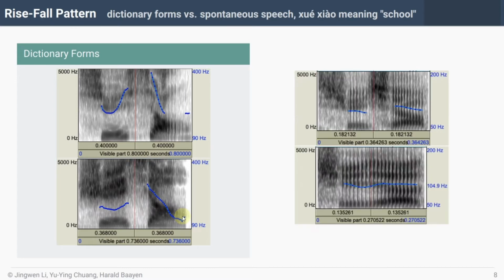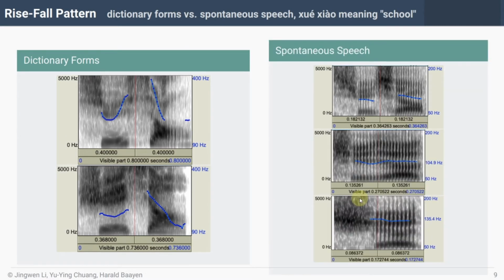学校 And the second one. 学校 It appears that the intervocalic consonant has already disappeared, and these speech contours seem very flat. And the last one. 学 It sounds like one syllable already.